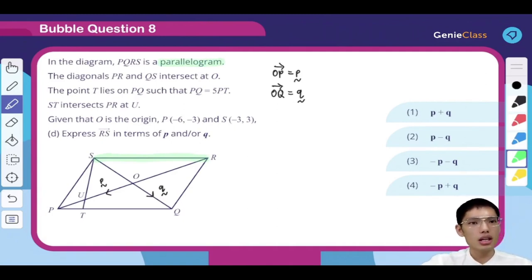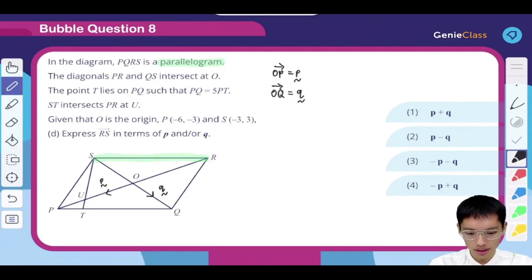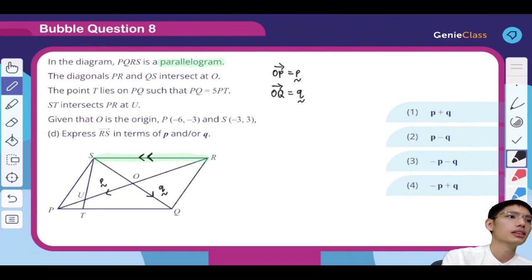Launching the bubble launcher in 3, 2, 1. Let's go. Recall it's a parallelogram. So what can I say about my vector RS? When I talk about RS, take note, it's this one over here. How would I do this? That's the first thing. Take note of the errors made.